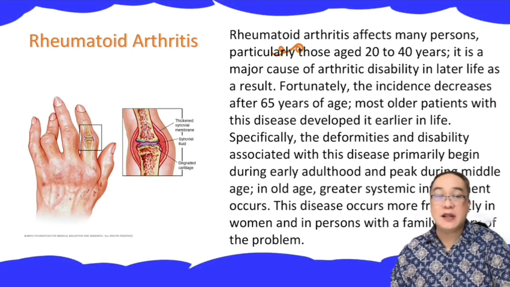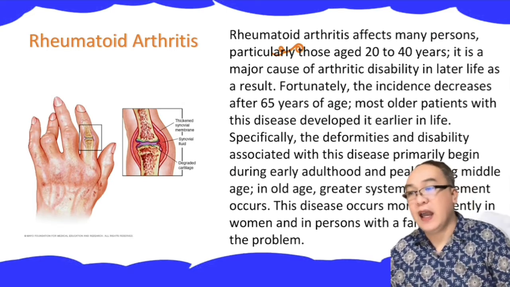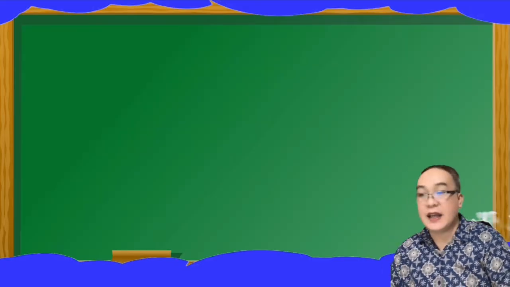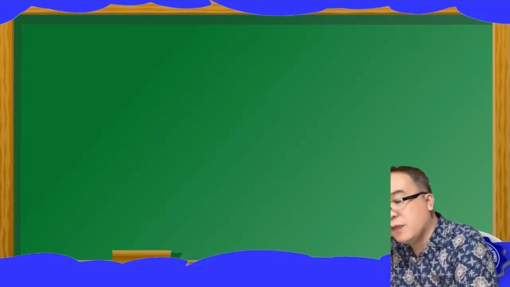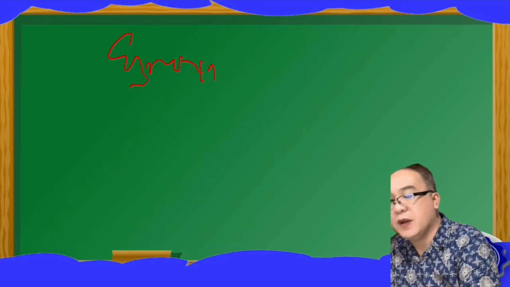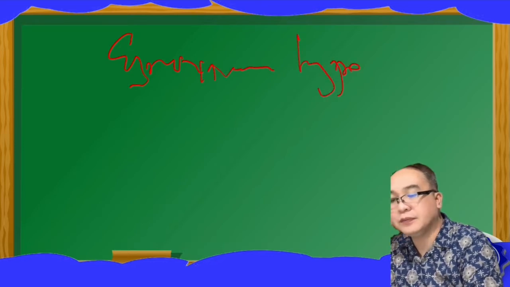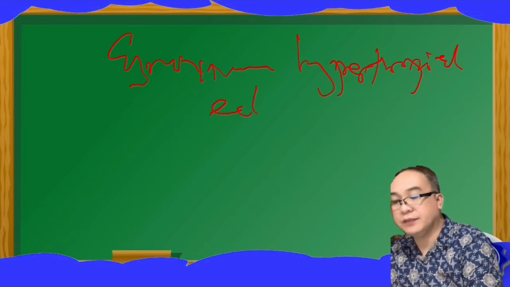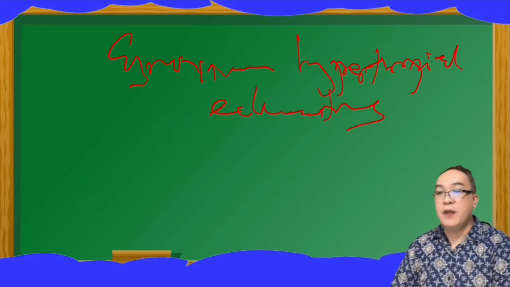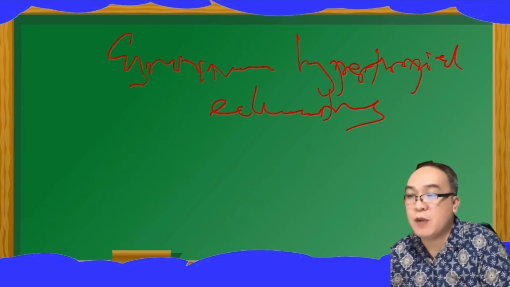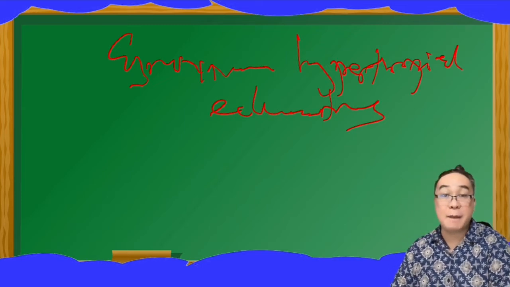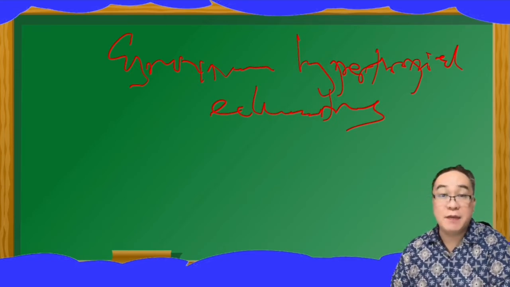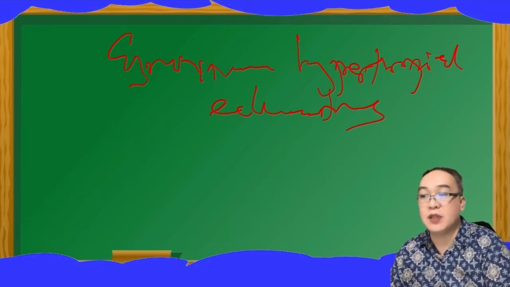In rheumatoid arthritis, what happens? The synovium becomes hypertrophied and edematous, with projection of the synovial tissue protruding into the joint cavity. So the affected joints are extremely painful, stiff, swollen, red, and warm to touch.